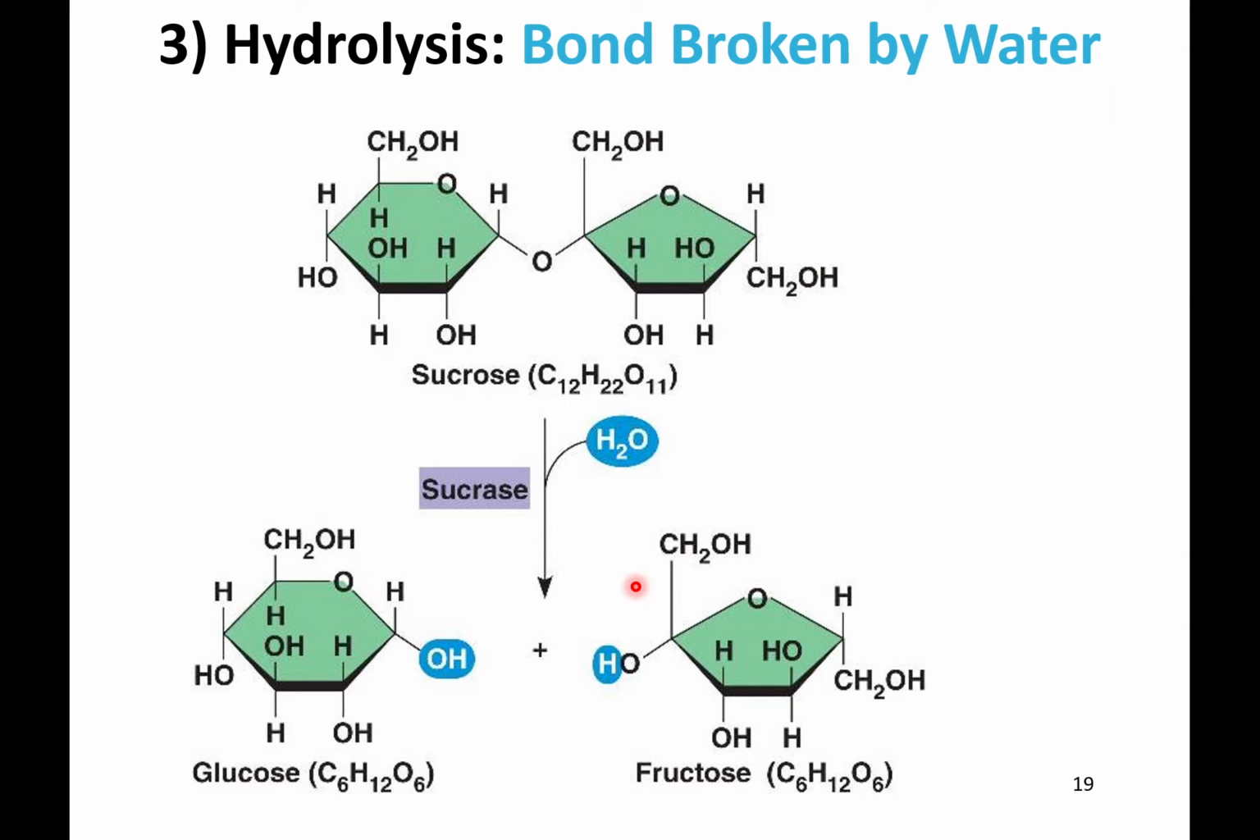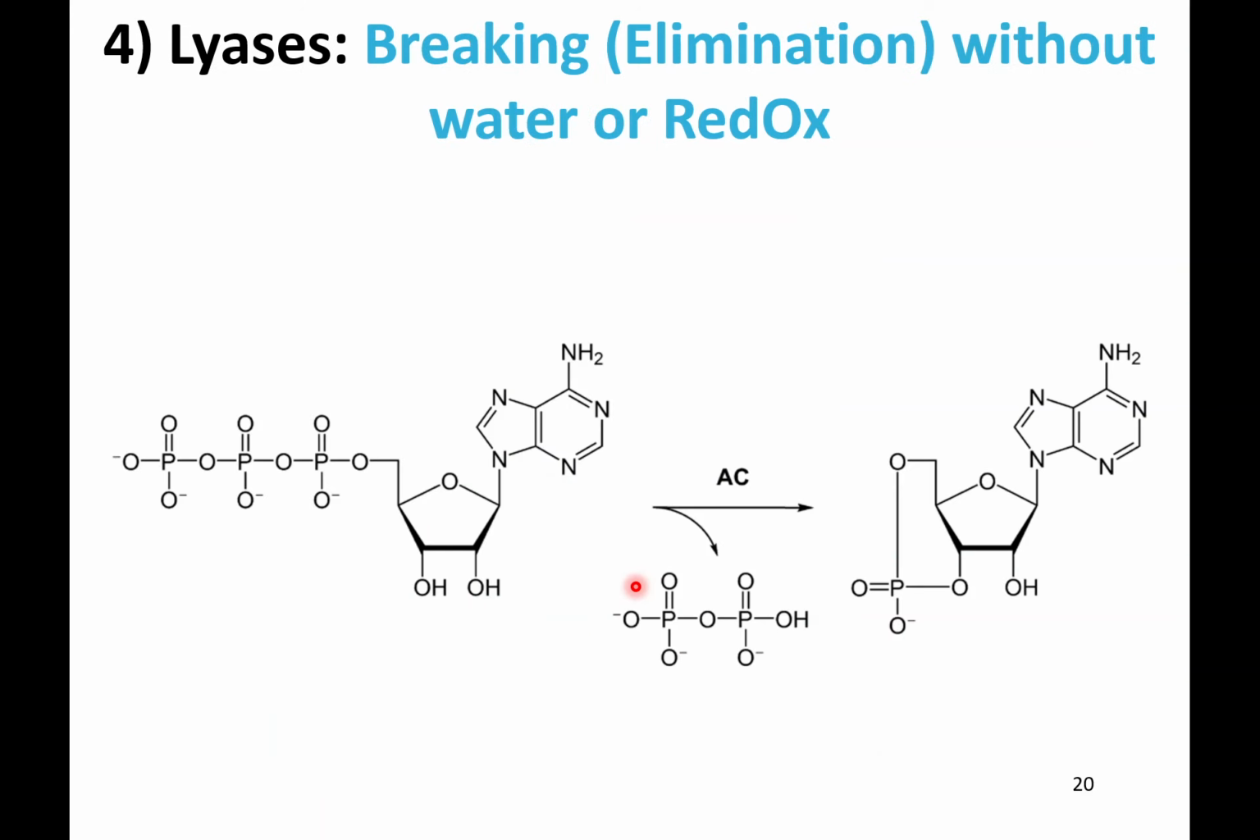Condensation, you're forming a bond and eliminating water from that. Okay. Group 4, lyases. These are probably the most difficult reaction type to define. The definition is breaking a bond or eliminating something without using water, and it's no redox. Okay, so that's kind of a bad example there. But it turns out we actually see many examples of lyase reactions.